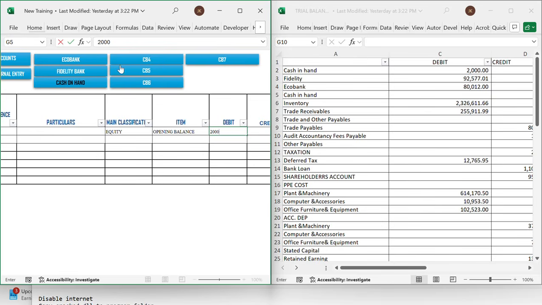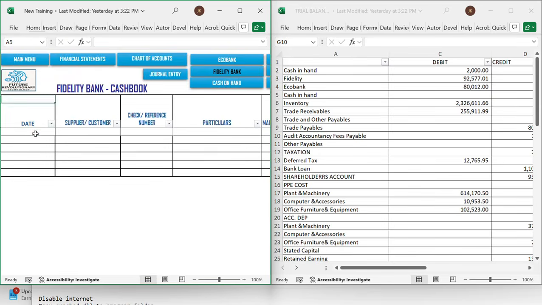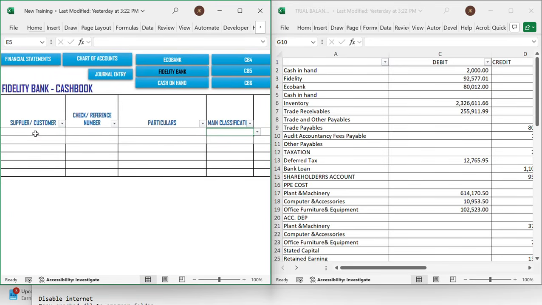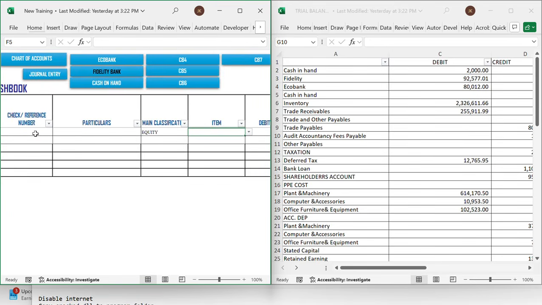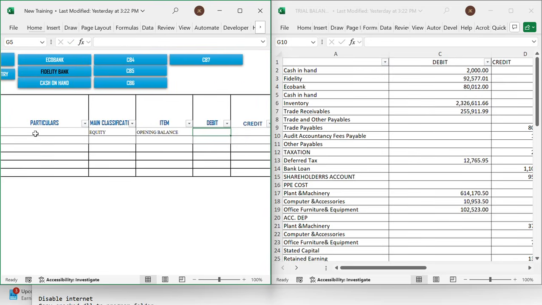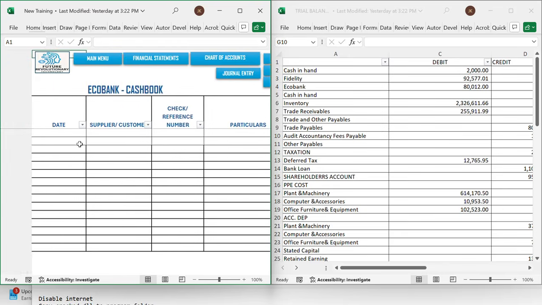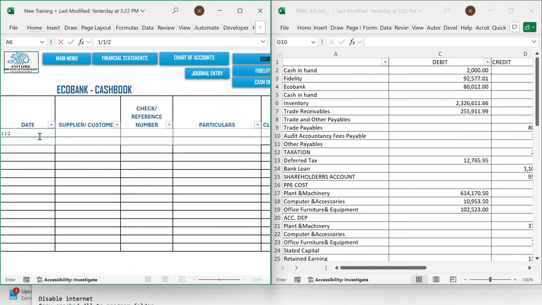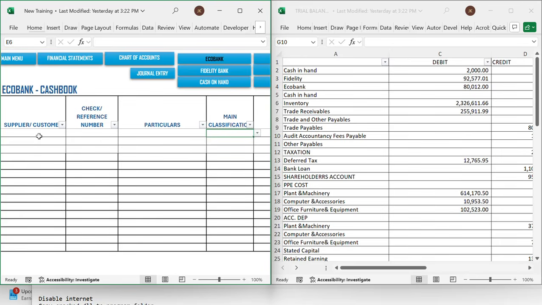Then we go to Fidelity Bank, the same date, 1st January 2022. Main classification, it should be equity and then opening balance, and then debit of 92577.01. We go to EcoBank, the same trend.